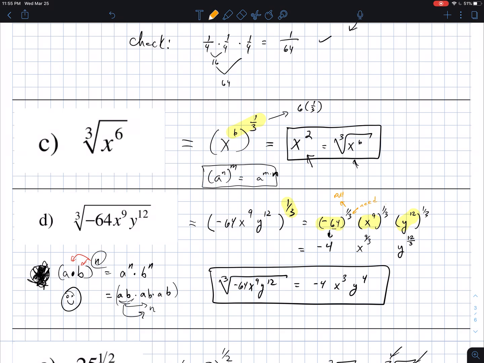Then I just reminded you that I'm just multiplying these two together. So 1/3 of 9, or 9/3. And then 12/3, or 1/3 of 12. So when you break it down, you can see what we get. We get the negative 4, we get x cubed, and we get y to the 4th, because 12 divided by 3 is 4, and 9 divided by 3 is 3. Okay, let's move on.